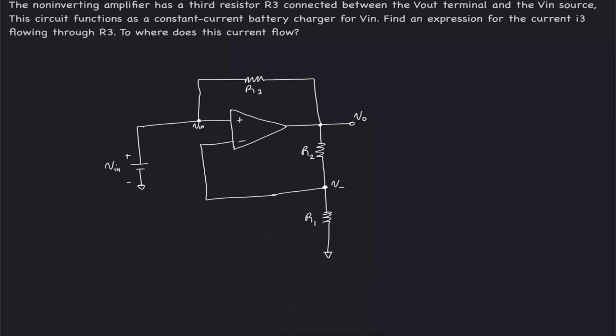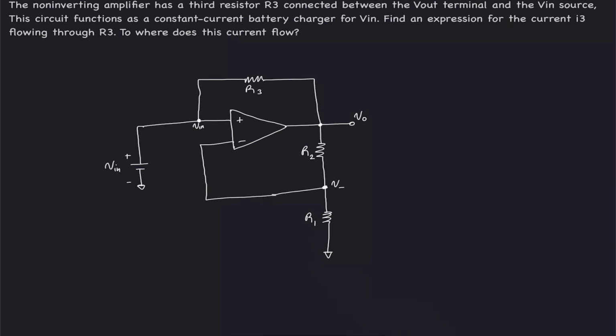This circuit functions as a constant current battery charger for Vin. Find the expression for the current I3 flowing through R3, and finally, where does this current flow?